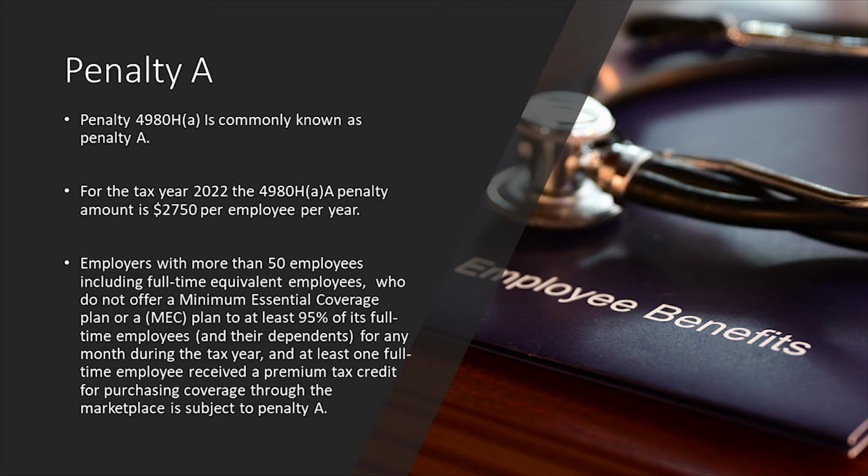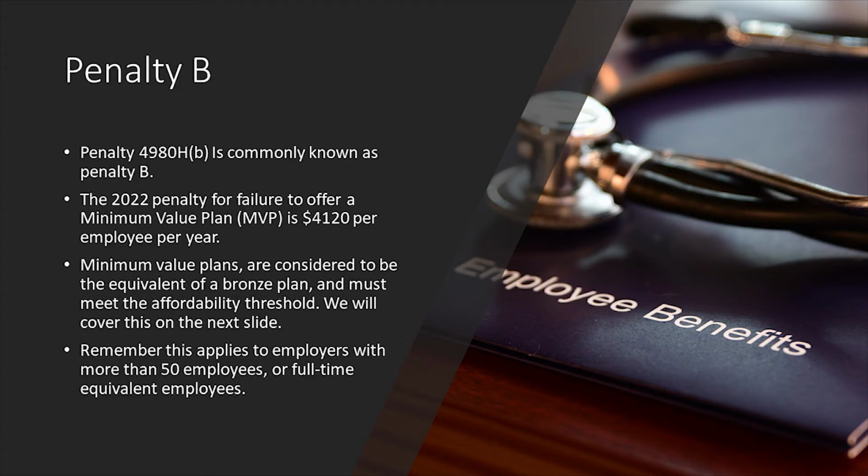So that's penalty A. Now, penalty 4980HB is commonly known as penalty B. The 2022 penalty for failure to offer a minimum value plan, or an MVP plan, is $4,120 per employee per year. Minimum value plans are considered to be an equivalent of a bronze plan and must meet the affordability threshold, and we'll cover that in the next couple slides.